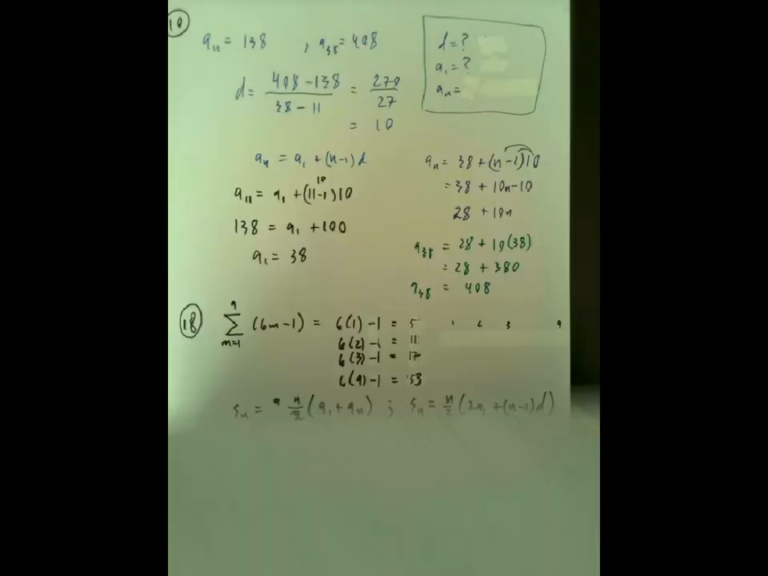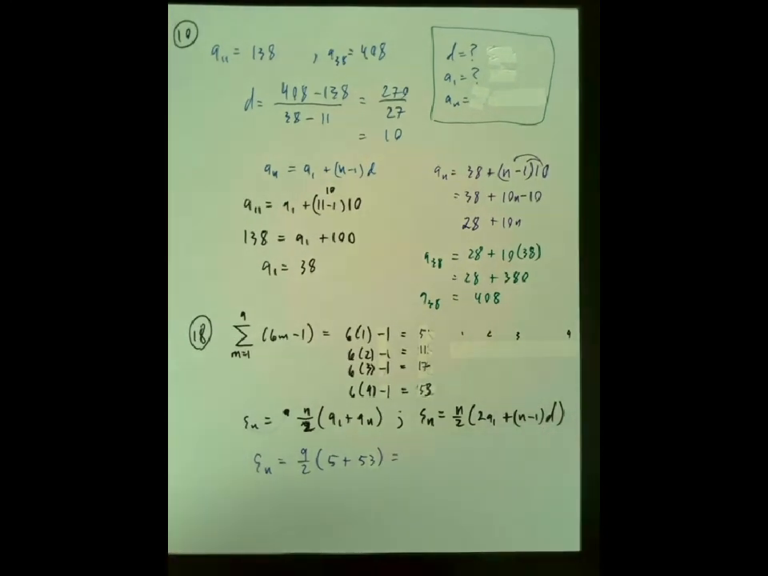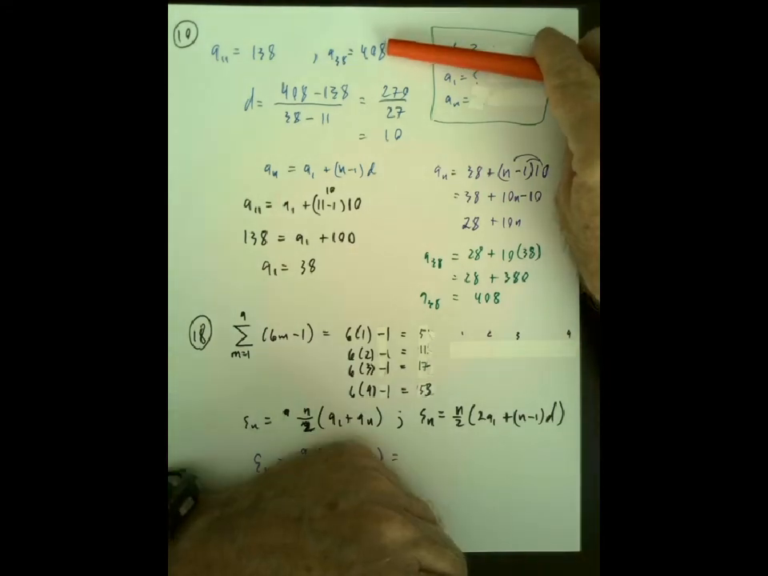Number 10. It says, given two terms in an arithmetic sequence, find the common difference, the first term, and the explicit formula. Here we've got the 11th term, which is 138, and the 38th term, which is 408. I've got this already written out for us here on a separate sheet of paper. And so here you see the two terms. We've got A11 is 138, and A38 is 408.